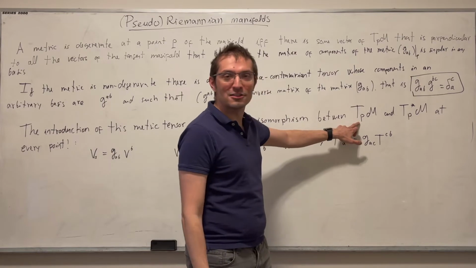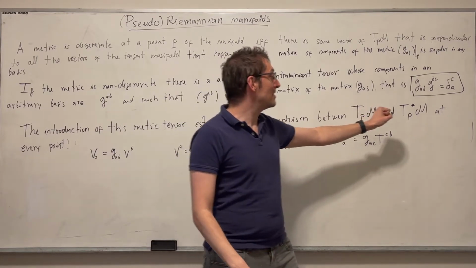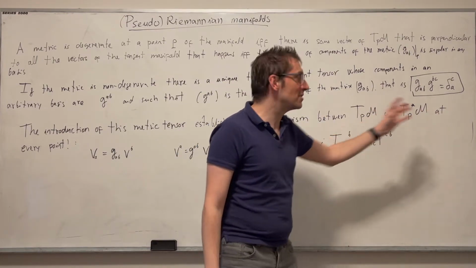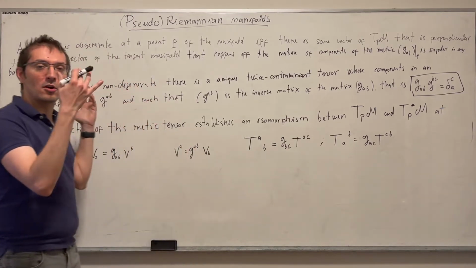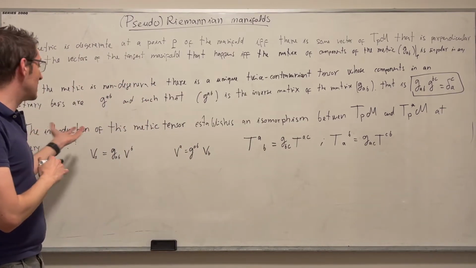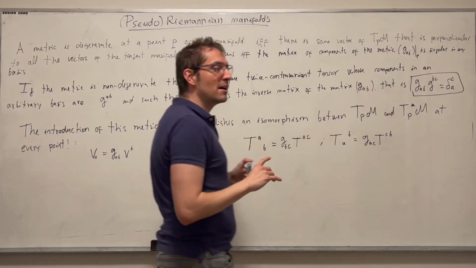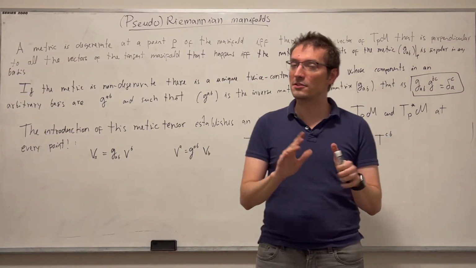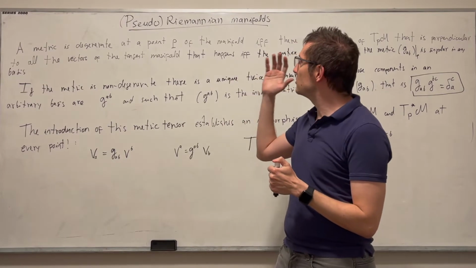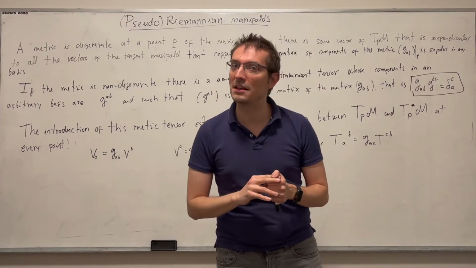The tangent vector space to the manifold at a point, and the cotangent vector space to the manifold at a point, and if the metric is non-singular in the whole manifold, then we can do that at every point in the manifold. And that's nice. So from now on, unless stated otherwise for some reason, we're going to work under the assumption that the metric is non-degenerate in the whole manifold.